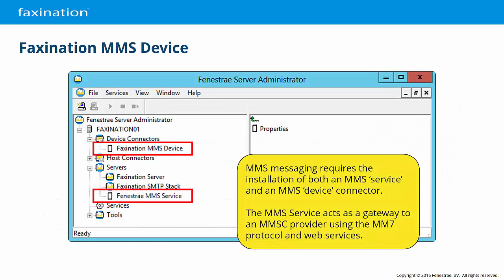MMS messaging requires the installation and configuration of two Faxination components, the Faxination MMS Device and the Fenestrae MMS Service. The MMS device communicates with the MMS service, and the MMS service makes a connection to the MMSC provider.